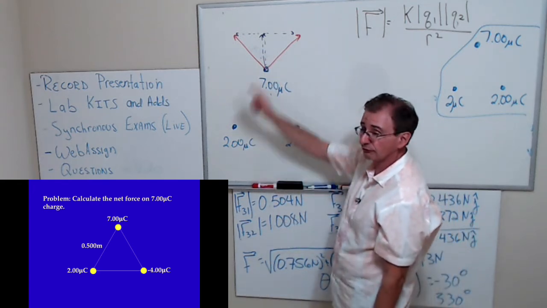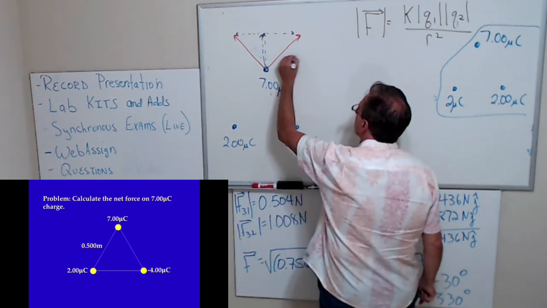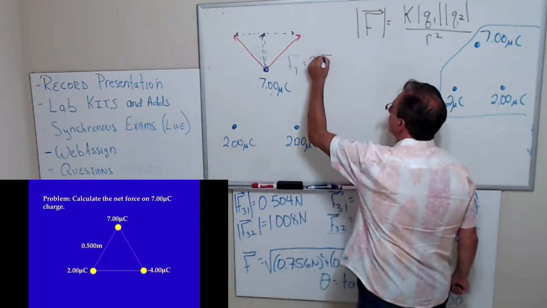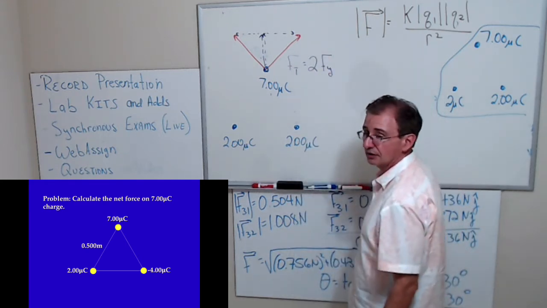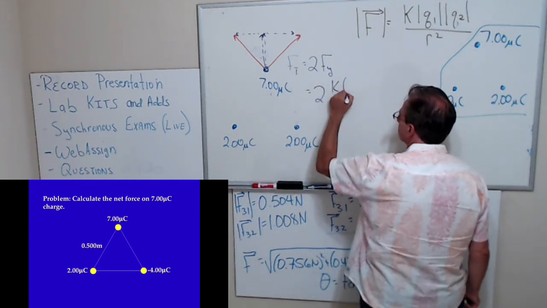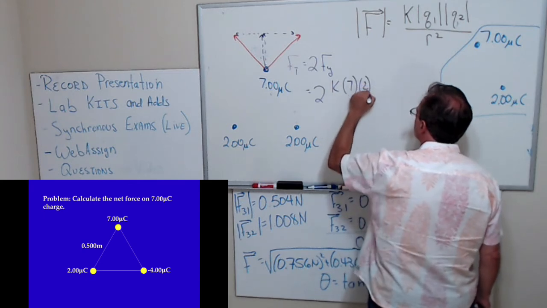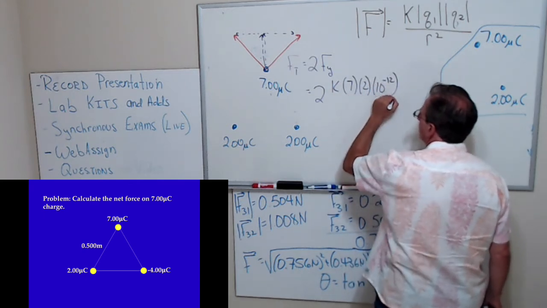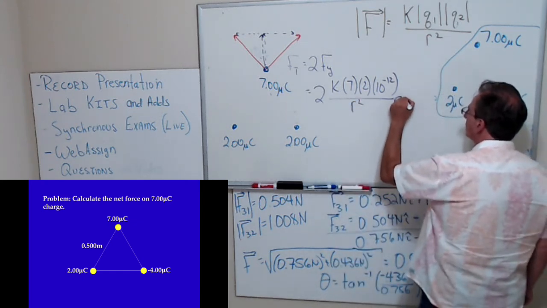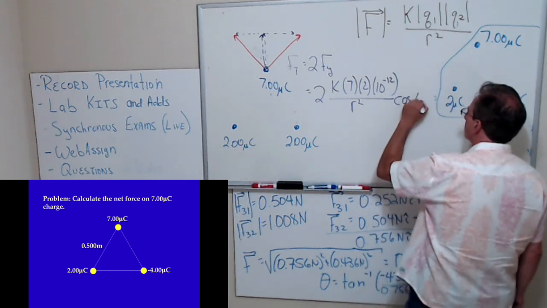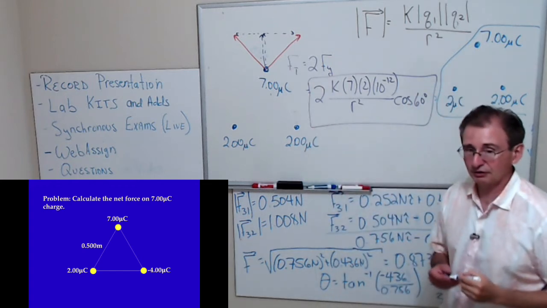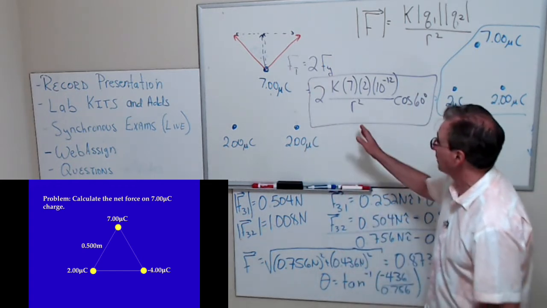So my total force is going to be twice the Y component of one of the forces. All I have to do is say it's 2 times k times 7 times 2 times 10 to the minus 12 over the distance squared, whatever that was, times the cosine of 60. I'm done. That's the force. The symmetry can be your friend sometimes, so take advantage of it. It can make the problem a lot easier.